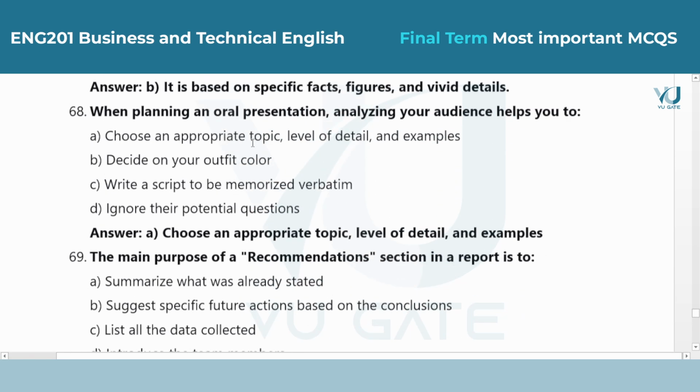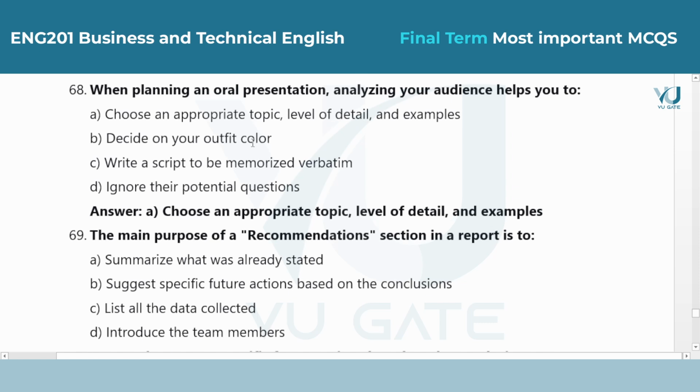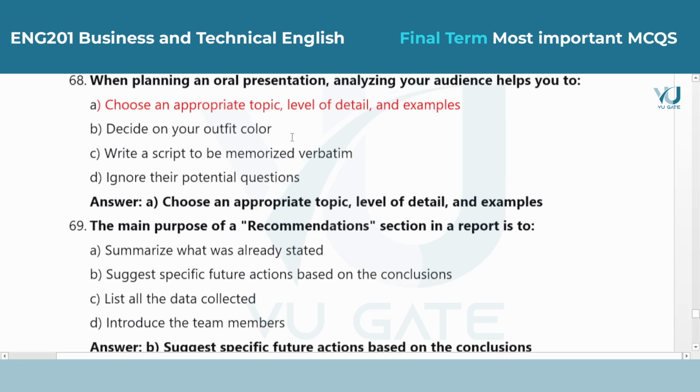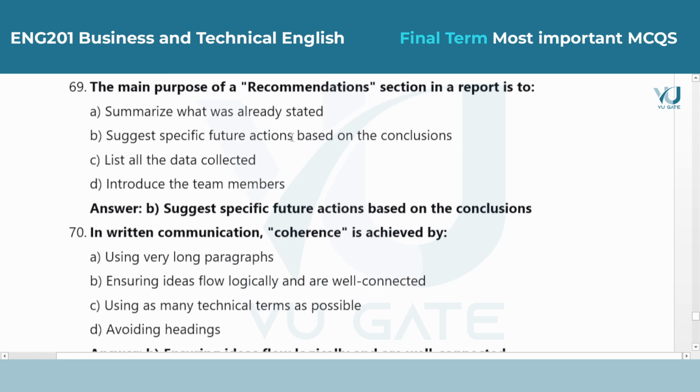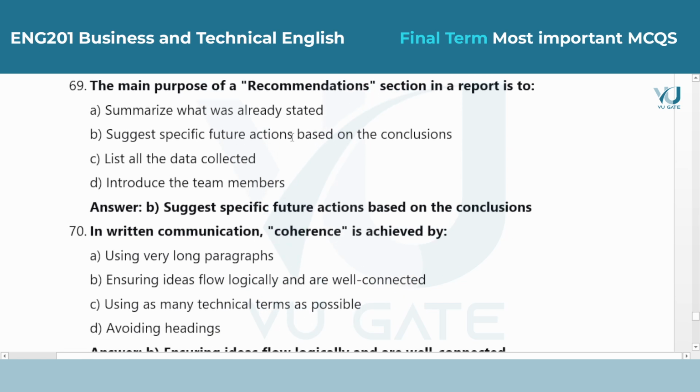68. Question. When planning an oral presentation, analyzing your audience helps you to. Answer. Choose an appropriate topic, level of detail, and examples. Concept. Understanding the audience's background ensures the content is relevant and pitched at the right level of complexity.